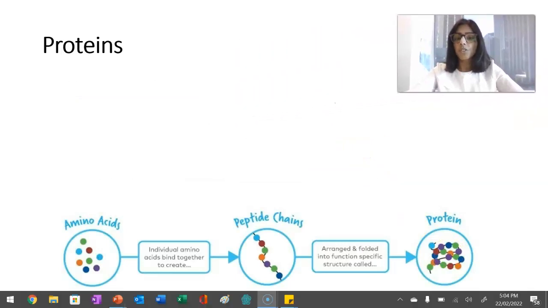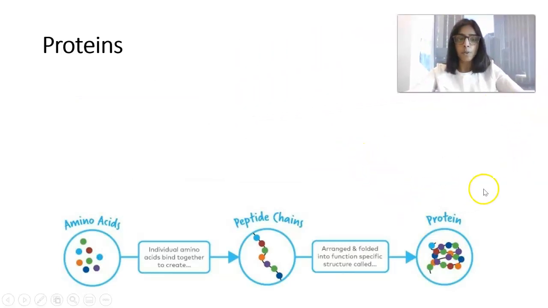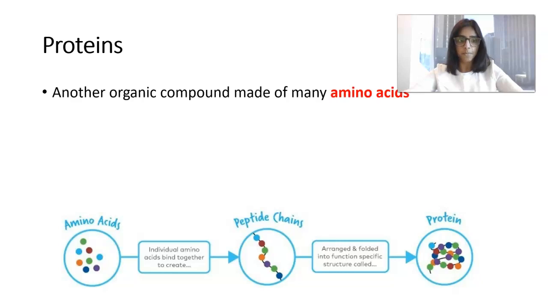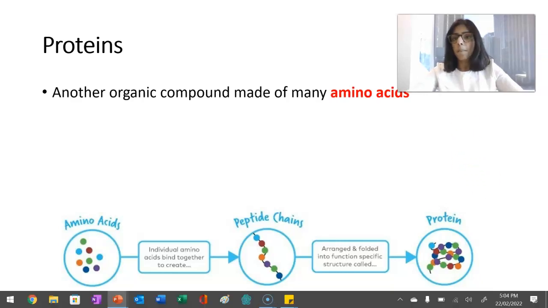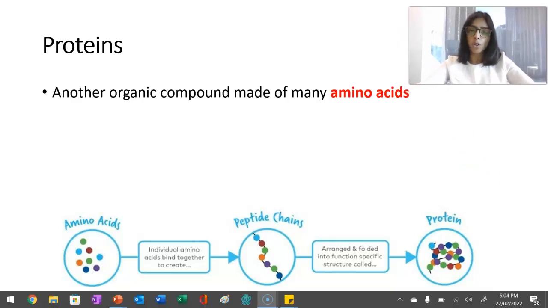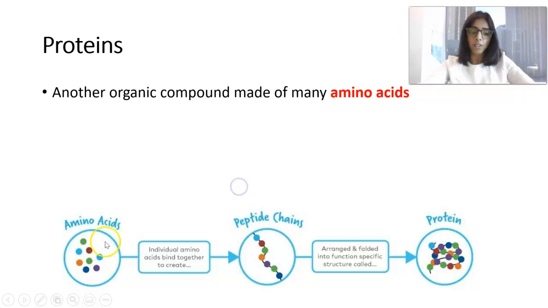Last major nutrient group that I want to talk about are proteins. Now, proteins make up practically everything in our bodies. They're really important. Proteins are made of small building blocks called amino acids, which I have shown in these little coloured circles in these pictures here.